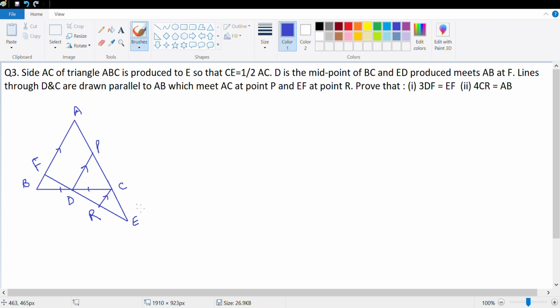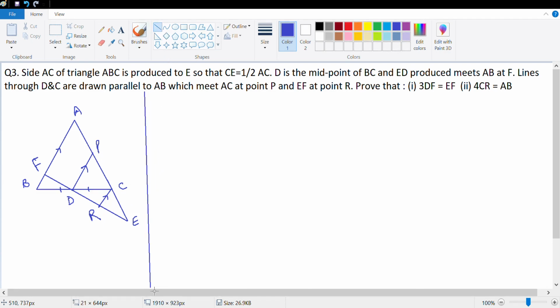Side AC is produced. CE is equal to half of AC. Done. D is midpoint of BC. Done. ED produced meets AB at F. Lines through D and C are drawn parallel to AB, meets at P and meets at point R. Perfect. So what do we have to prove?